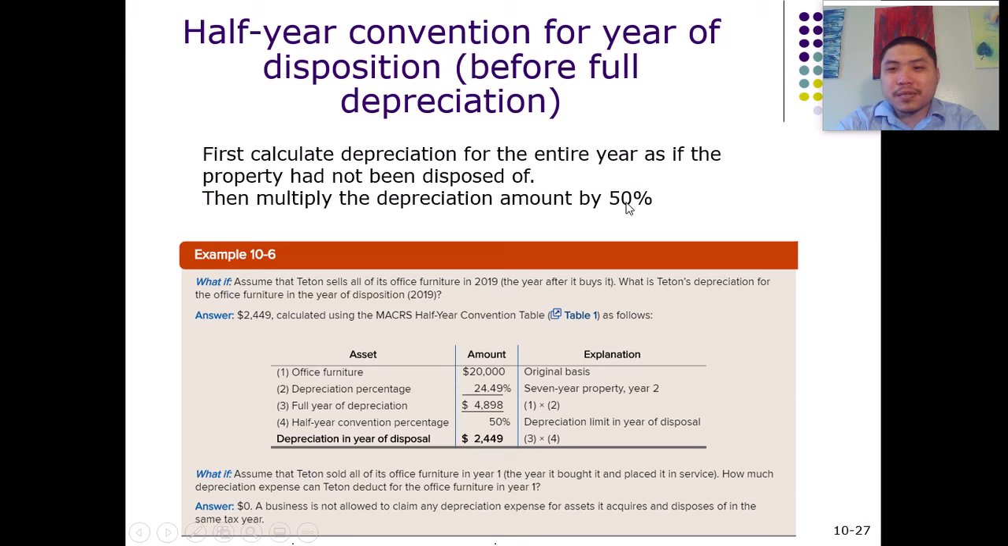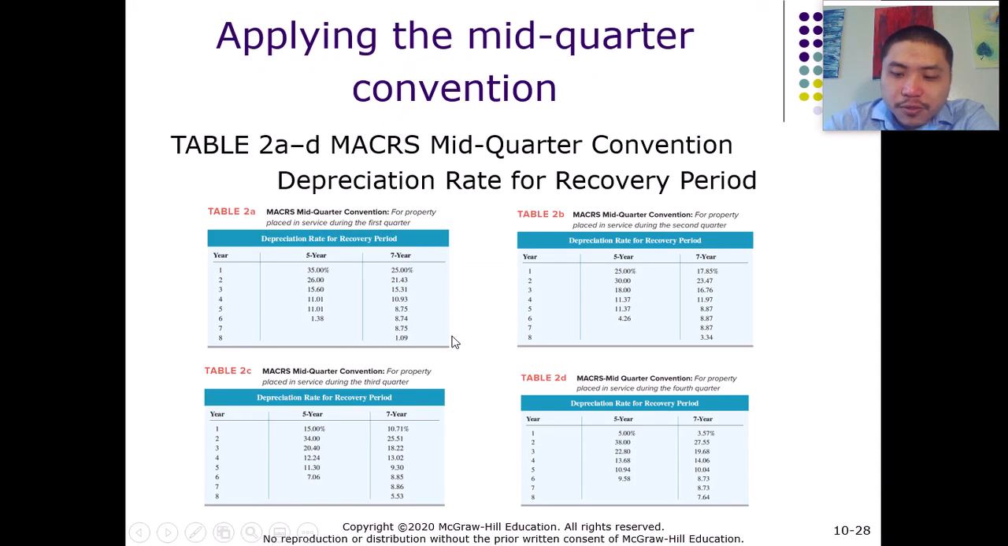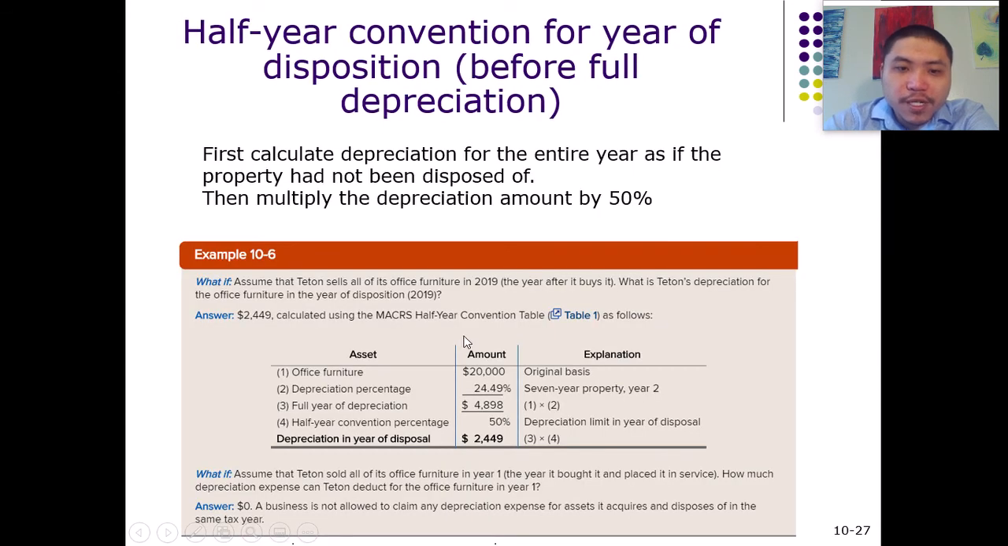So basically, the IRS allows us to depreciate half a full year of depreciation in the year of the disposition, if the disposition happened before the end of the recovery period. In this case, this firm is selling all of their office furniture. So first, we calculate depreciation expense for the entire year, for the second year.